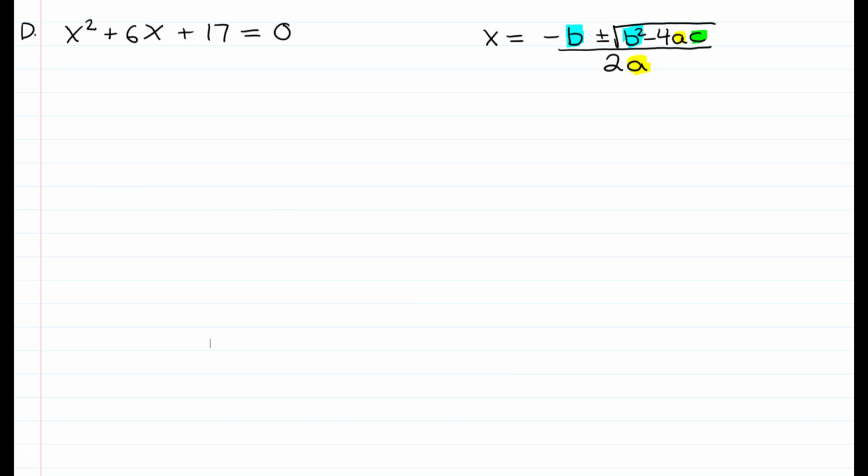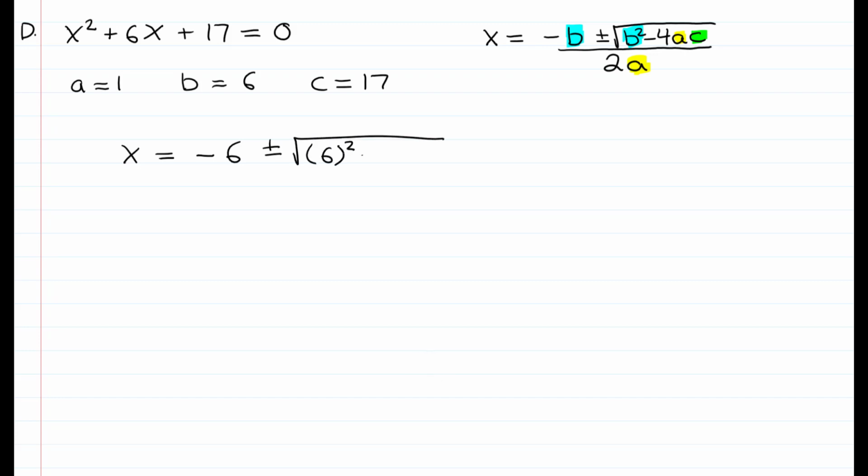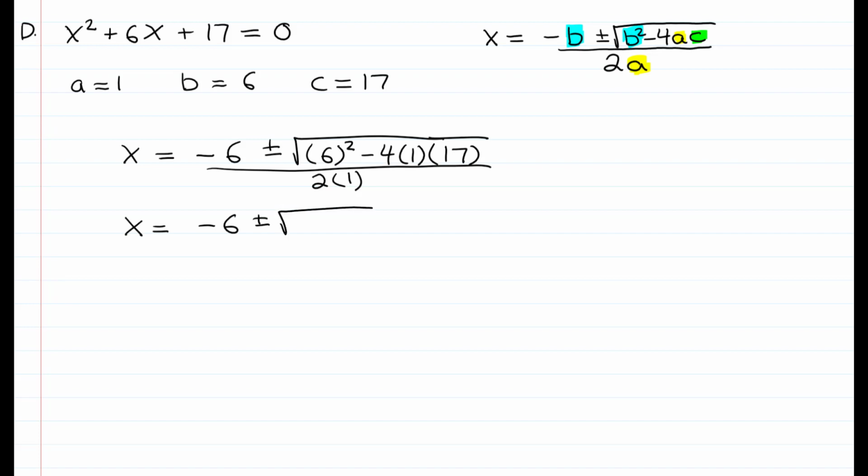In our last example, we have x squared plus 6x plus 17 is equal to 0. In this case, a is equal to 1, b is equal to 6, and c is equal to 17. So we have x is equal to -b, which is -6, plus or minus the square root of b squared, which is 6 squared, minus 4 times a, which is 1, and c, which is 17. And we divide the whole thing by 2a, which is 2 times 1. So x is equal to -6 plus or minus the square root of, that gives me -32 on the inside of this radical divided by 2.